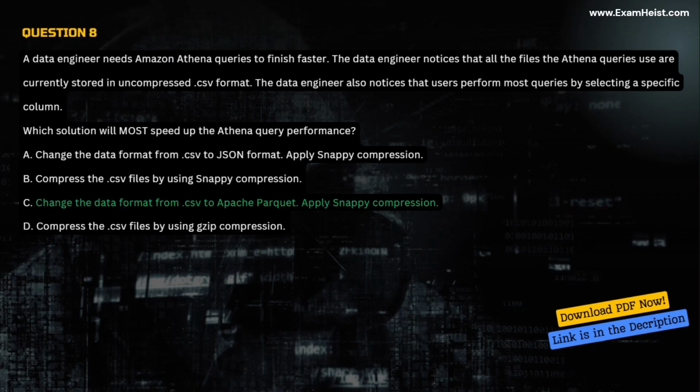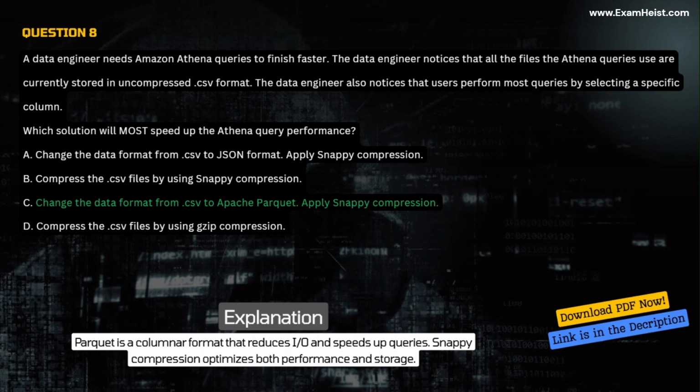Correct answer C. Change the data format from .csv to Apache Parquet. Apply snappy compression. Explanation: Parquet is a columnar format that reduces I/O and speeds up queries. Snappy compression optimizes both performance and storage.